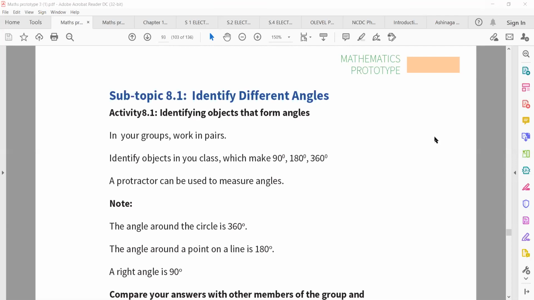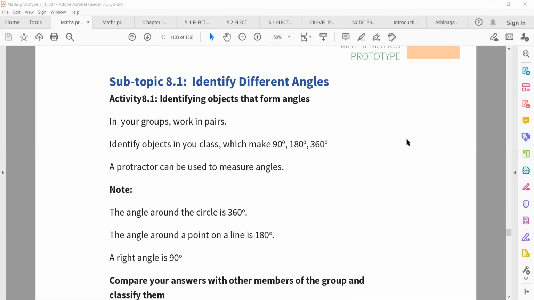And since we are not at school, I'm not sure, Mr. Theo, if we can use the imaginative bit of it, or they can use the objects at home to help us identify which ones make the angle 90, 180, and 360. Maybe we can hear from the girls. They could be having some objects at home that can fairly give us those angles.